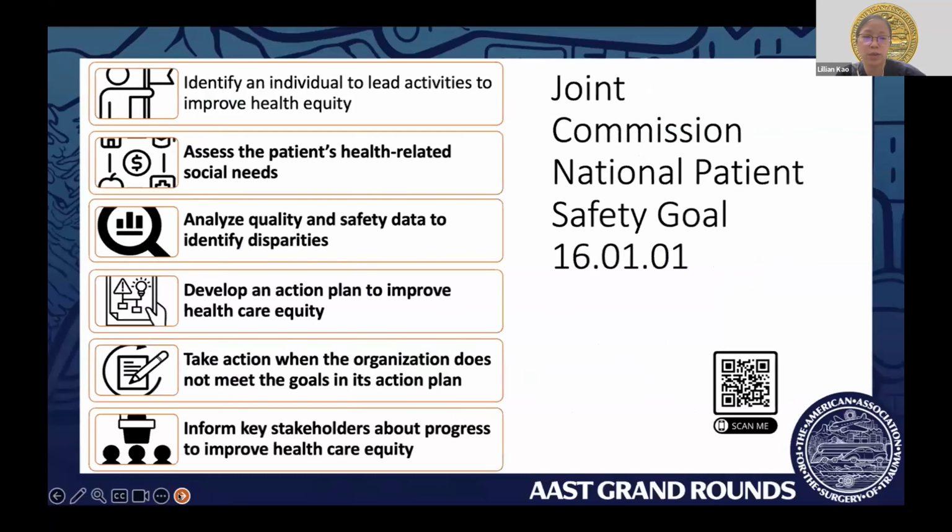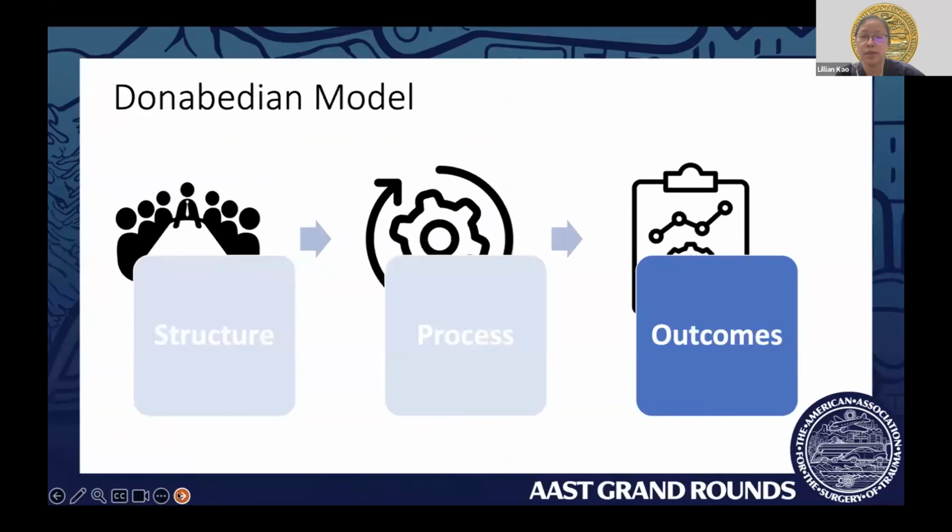Again, ACS and CMS are not the only organizations that are incorporating equity into their verification processes. The Joint Commission also has a national patient safety goal that is part of their accreditation process, and you can see common themes. You have to assess patients' health-related social needs. You need to analyze quality and safety data to identify disparities, create an action plan, take action, and then disseminate that data. You have to inform the key stakeholders about progress to improve health equity.